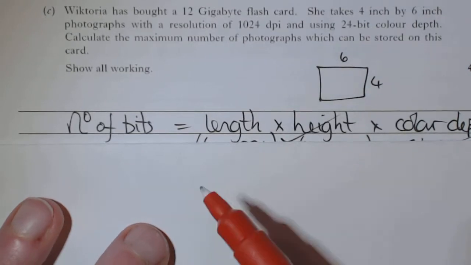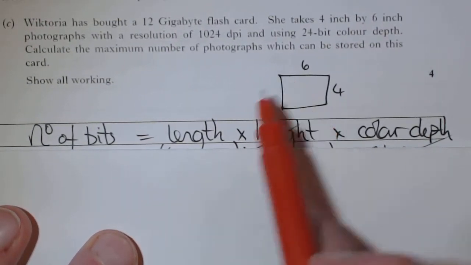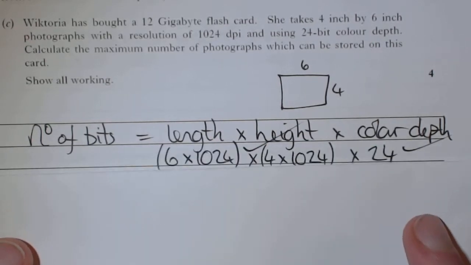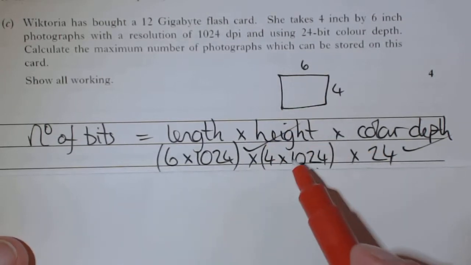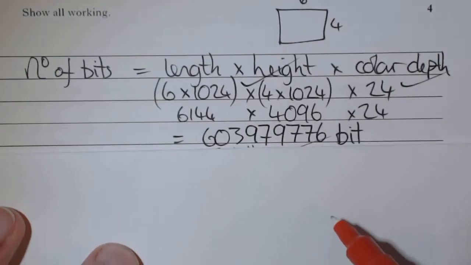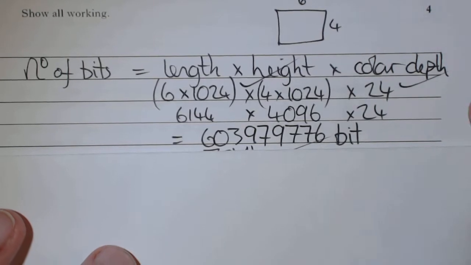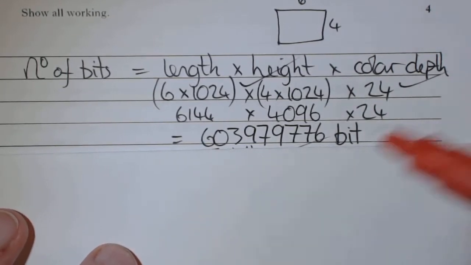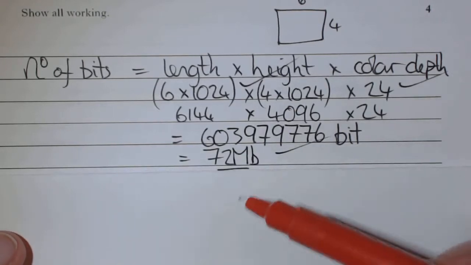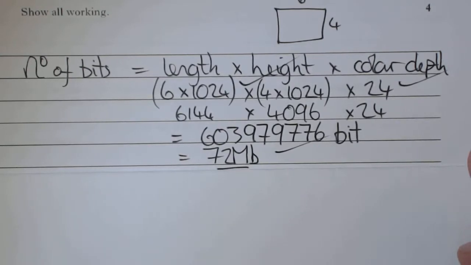So what you've really got is you've got your number of bits equal the length in pixels times the height in pixels times the colour depth. So once you've put the values in, okay, times 24, you'll get the answer in bits. But obviously we need to convert from bits to a sensible unit size so the number comes down. So remember dividing by 8 to get to bytes, 1024 to get to kilobytes, and 1024 again to get to megabytes, and your answer will be 72 megabytes.